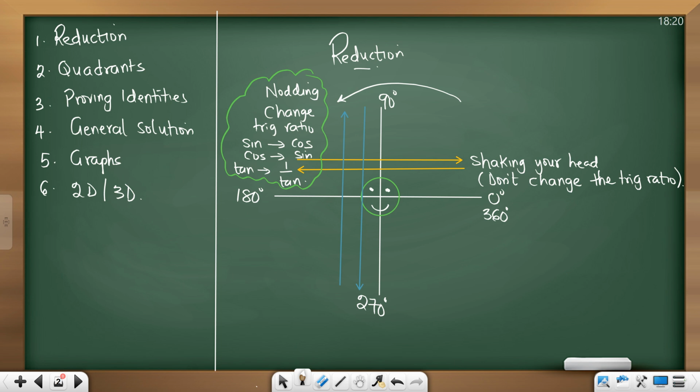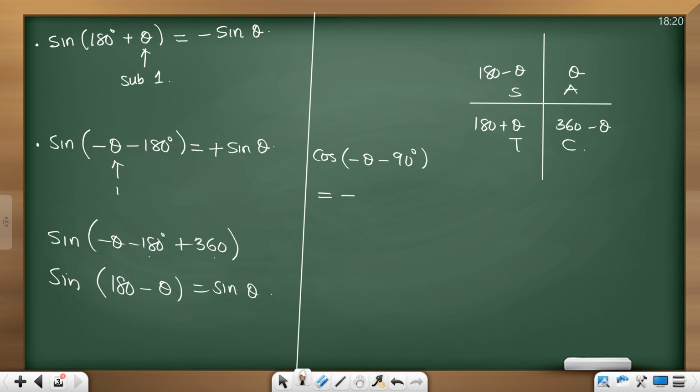Check. You are moving your head up and down. What are you saying? Yes. Nodding means what? Yes. Change. Change from what? Cos to sine. So what do I have? Negative sine. I'm done. Maths made easy. Are we okay, everybody? Good.